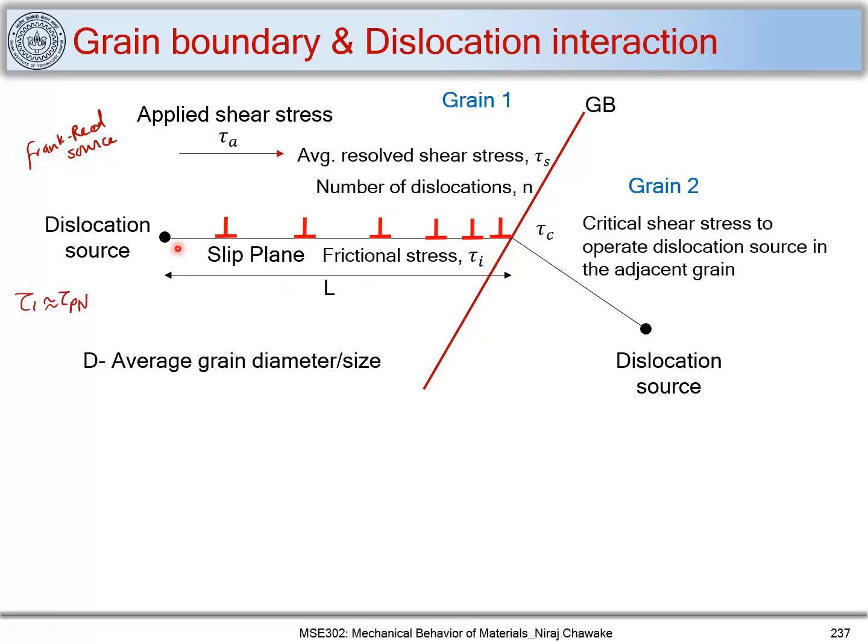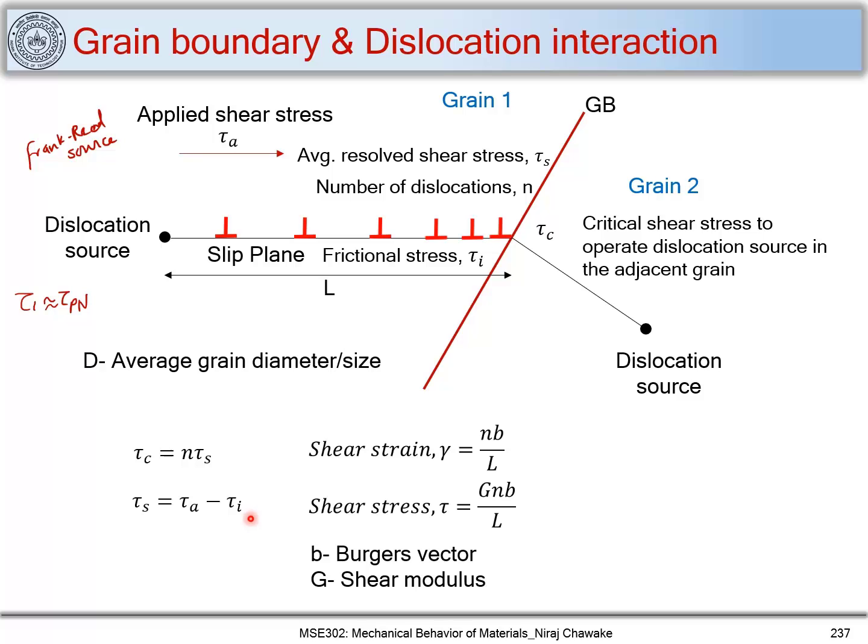And when we have this pile up of dislocations, the average resolved shear stress which will be developed in this grain, let's consider it to be tau s. Now what we write is that this tau c will be equal to n into tau s. So we have this n number of dislocations and the average resolved shear stress to be tau s. Thus tau c, that is the critical shear stress required to operate a dislocation source in the adjacent grain, I can write as n into tau s, and this tau s you can see will be tau a subtracted by the frictional stress, which is a resistance offered by this grain. So you can write tau s to be tau a minus tau I.